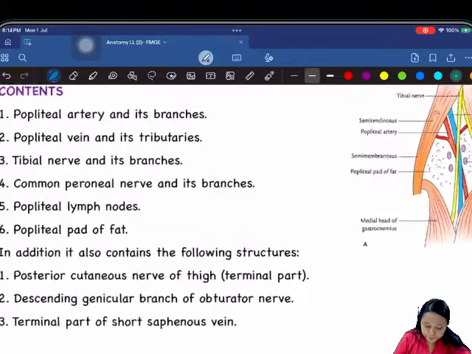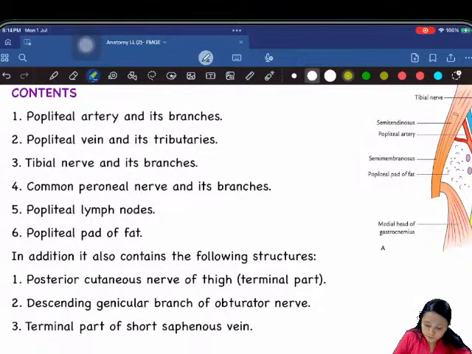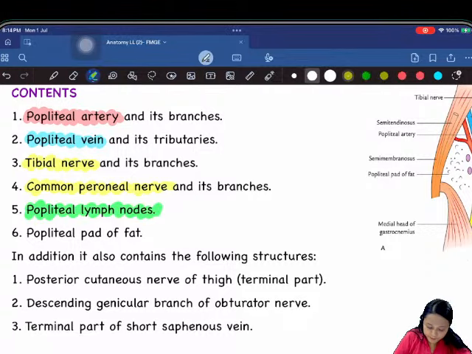So in the contents, you have the popliteal artery as it is present in the popliteal fossa. So you have the popliteal artery and its branches. Then you will have the popliteal vein and its tributaries. Just now we have discussed that you will get the tibial nerve and the common peroneal nerve. And you will also get the lymph nodes, the popliteal lymph nodes and the popliteal pad of fat. These are the contents of the popliteal fossa.